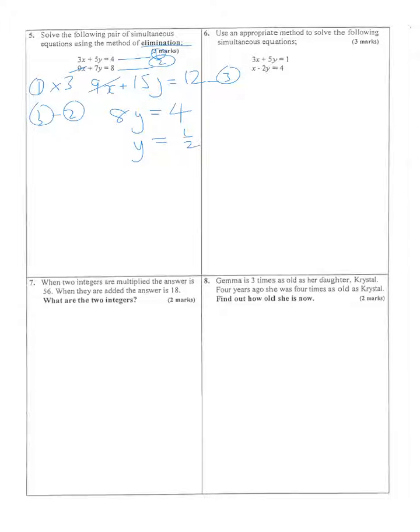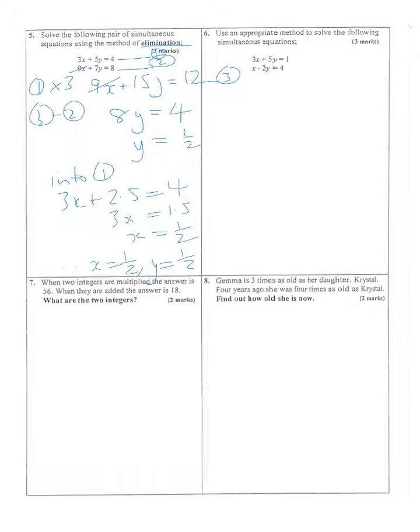Okay. Let's put it into equation 1 to find the x. 3x plus 5 times a half, which will be 2.5. Equals 4. 3x, take away 2.5 from both sides and we get 1.5. Divide by 3 and we get 0.5, or a half. So therefore x is a half, or 0.5, y is a half.